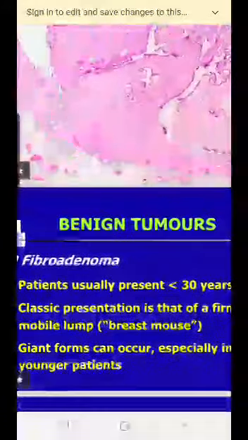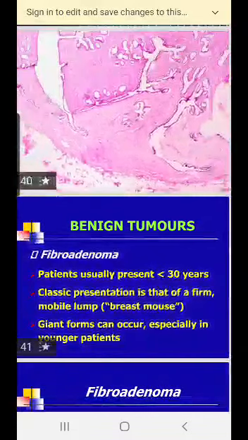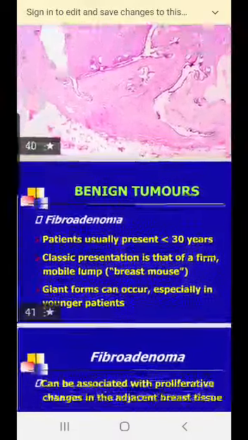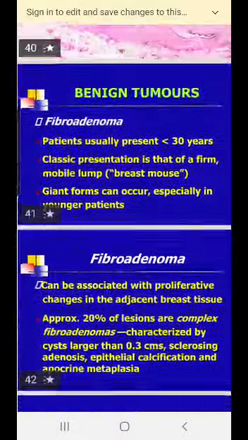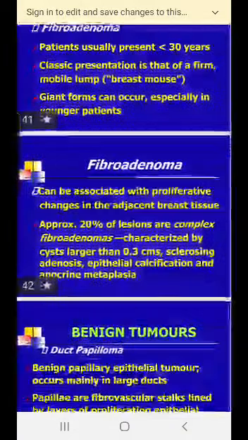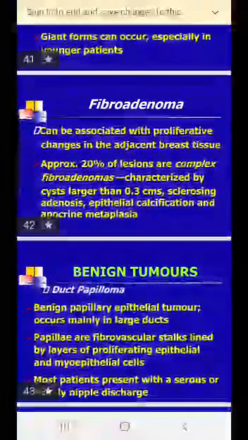So it is basically a benign tumor. The chance of it turning malignant is very low, less than 0.1%, and it presents at less than 30 years. It doesn't present later than that. If it presents later, then it might be a carcinoma, but not a fibroadenoma. Giant forms are seen. I have told you about the juvenile fibroadenoma, and it is diagnosed basically on the size of the tumor, not on any microscopic features that help to differentiate.